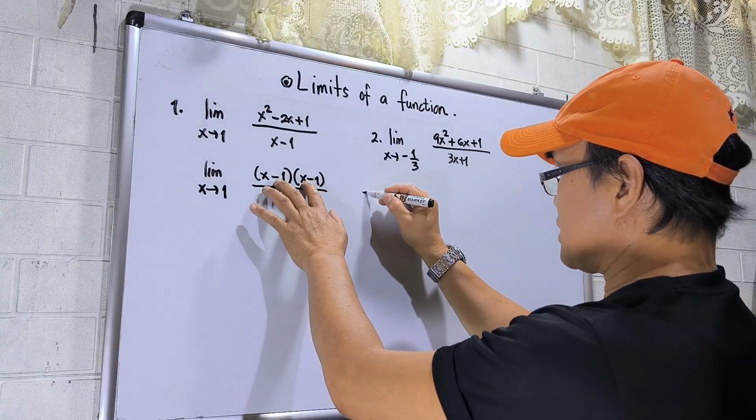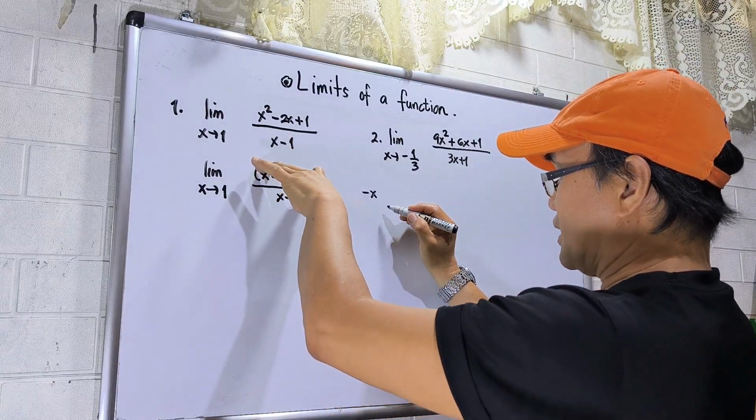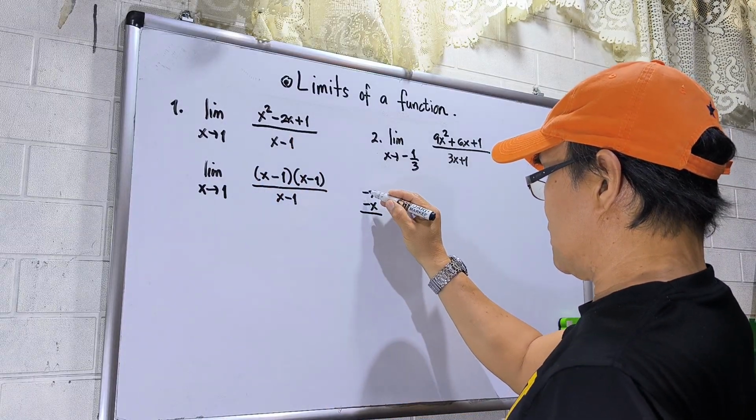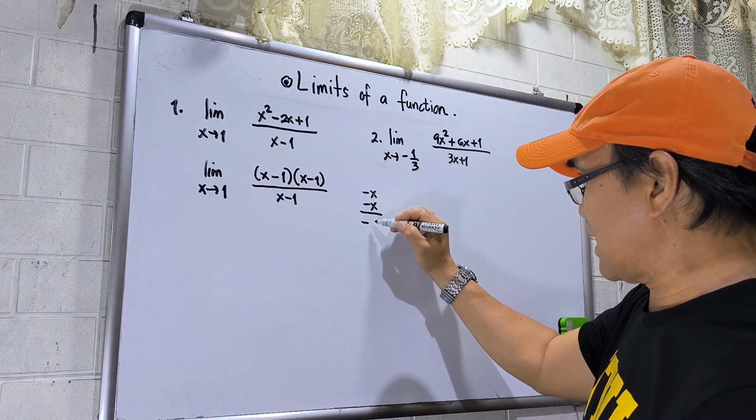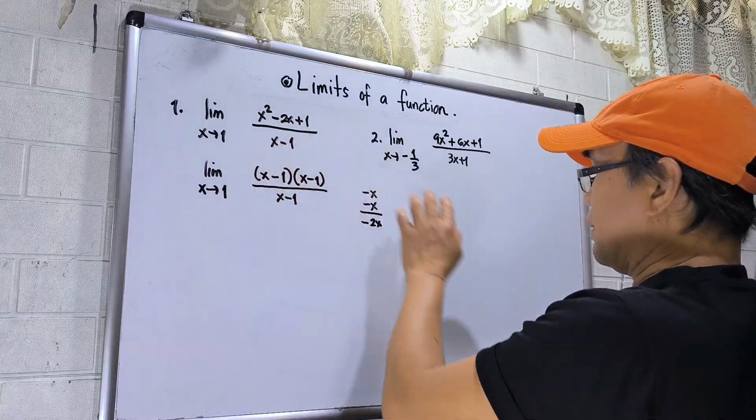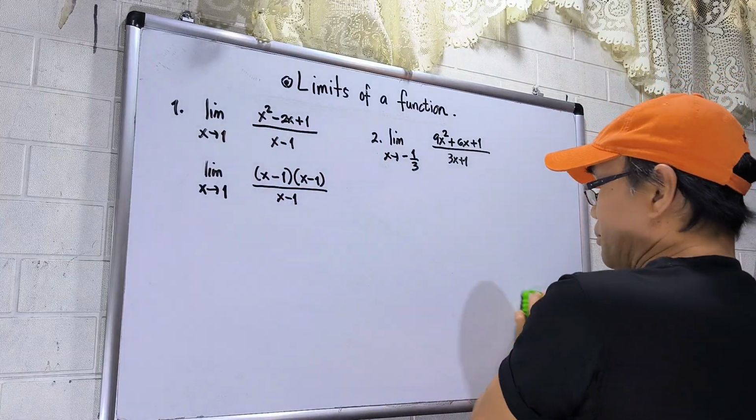Negative 1 times x is negative x. 1 times negative 1, that is negative x. So the same sign, copy the sign and then add. So negative x and negative x, that will be negative 2x. Okay? So we come up with the middle term of the numerator.